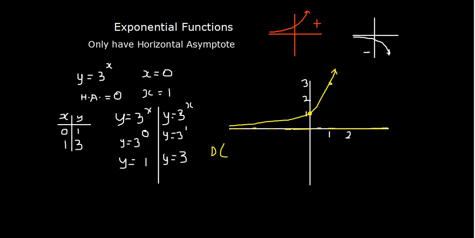The domain for the exponential function is like that of the quadratic functions, whereby the domain is always from negative infinity to positive infinity.